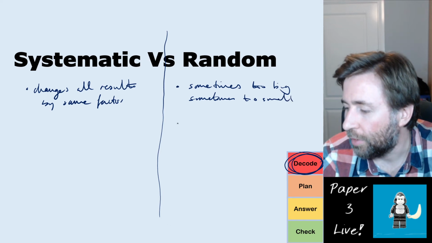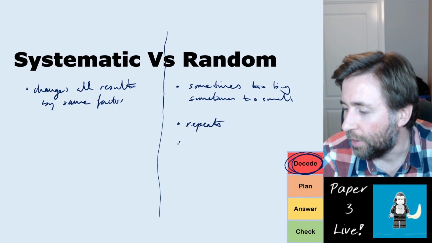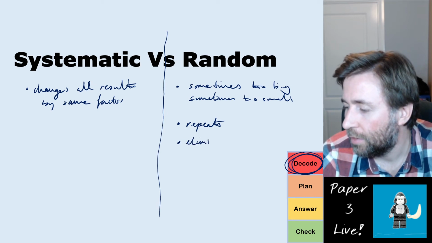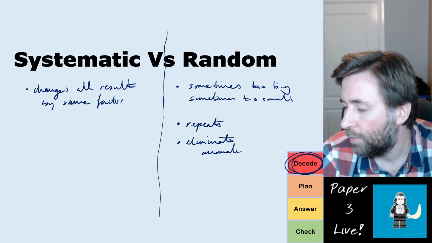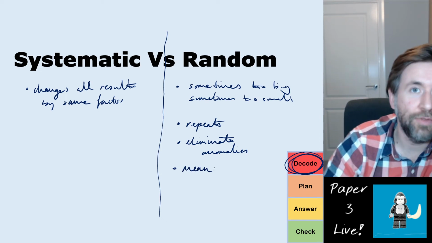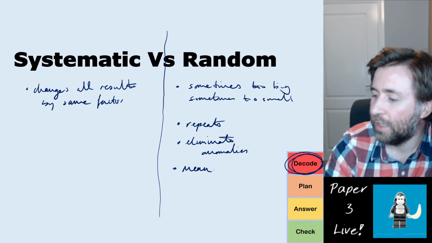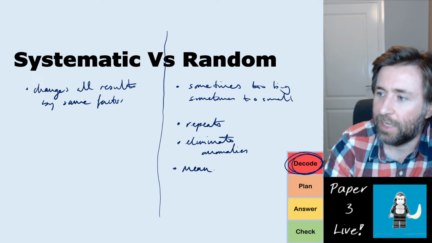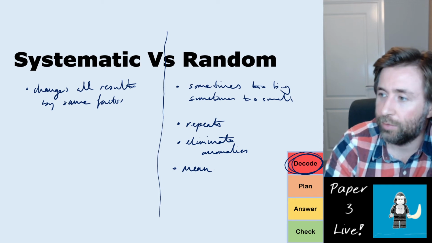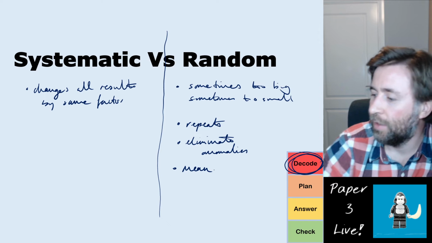Now, the random error is where you do your repeats, eliminate anomalies, and calculate a mean average, right? Okay, so if you recognize it's a random error, then it's completely valid to say do more repeats, eliminate anomalies, and calculate a mean. That'll be worth 2 marks probably, right?